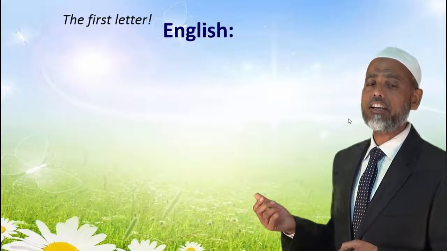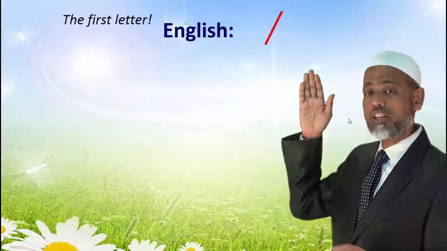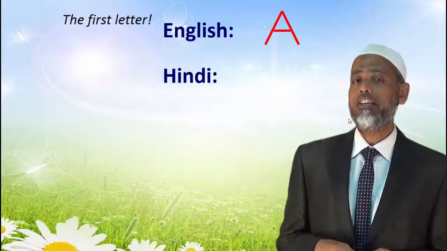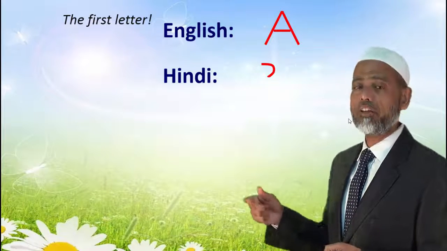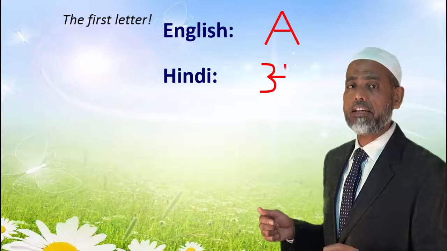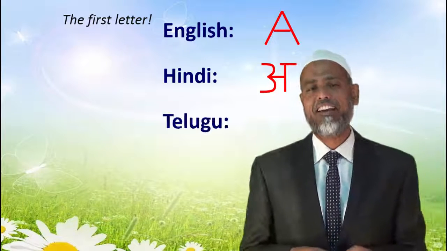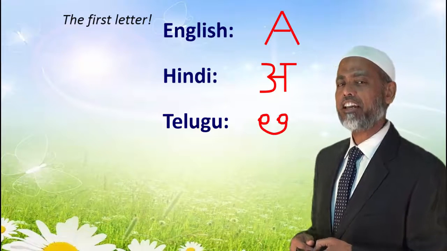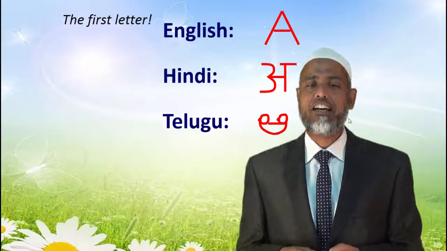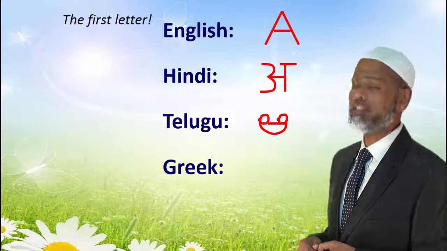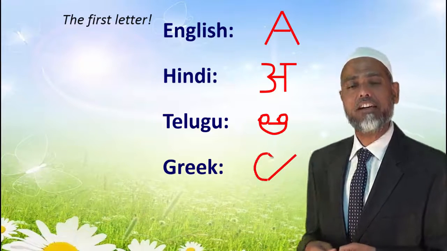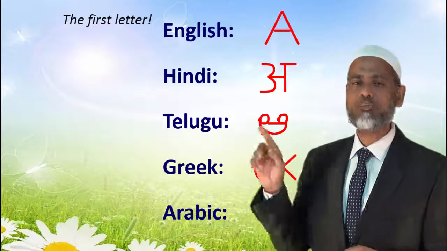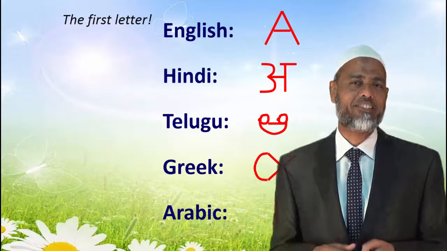The first letter in English is written with 3 strokes, A, okay, and in Hindi you write it with half circle, another half circle, and a line and a line and a line. In Telugu you write it with a circle, a half circle, another circle and a line. And in Greek you write it with a line and a half circle and a line. And in Arabic, just one vertical line. Which language is the easiest one?